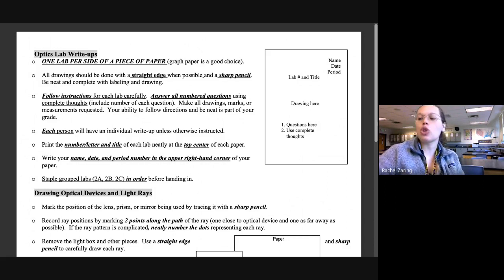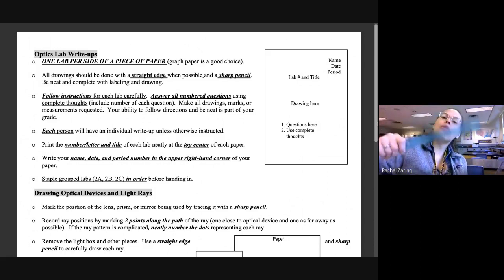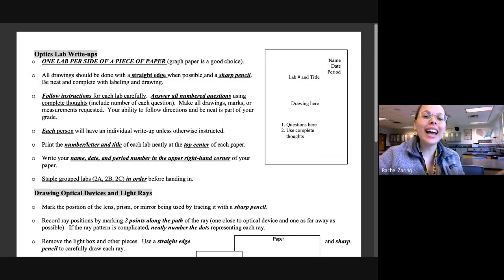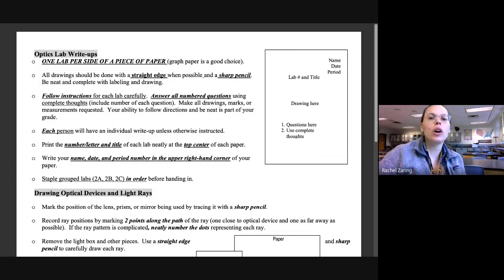There's going to be a lot of drawings. It's very important that all of your drawings are completed with a straight edge, like the edge of a protractor or the edge of a ruler. This is because your light ray diagrams must be accurate. And the accuracy comes from you drawing light moving in a straight line, which is its natural physical tendency. It's also best that you use a sharp pencil to do this. This also helps your lines create more accuracy.